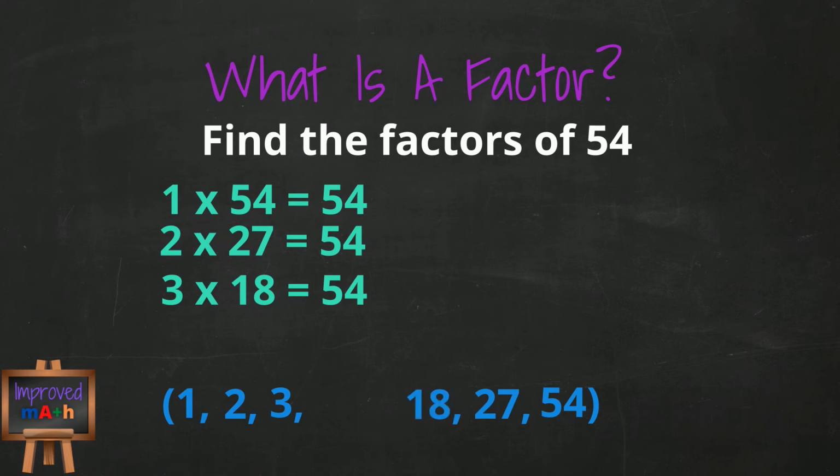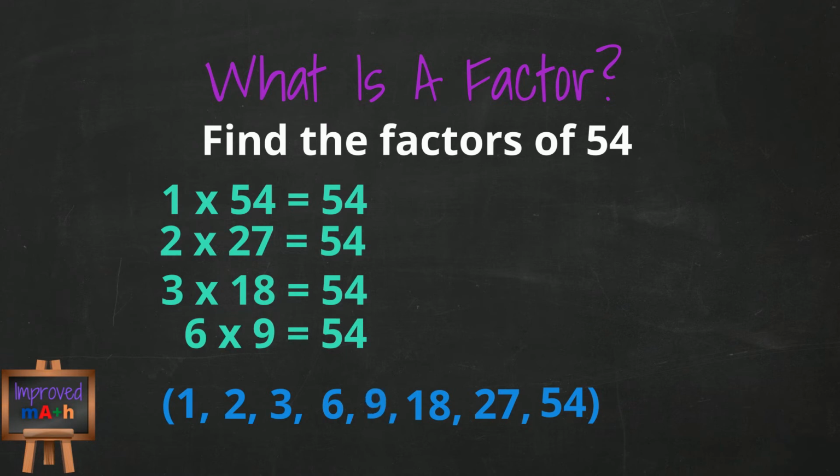Notice that as we were going through these steps, the numbers are getting closer and closer to each other in the middle. Let's look at 4. Does 4 times a number equal 54? Nope. So 4 is not a factor. How about 5? Well, our number doesn't end in 5 or 0, so 5 can't be a factor. Moving on to 6. Does 6 times a number equal 54? Yep. 6 times 9 equals 54. We put the 6 to the right of our 3, the 9 to the left of our 18.